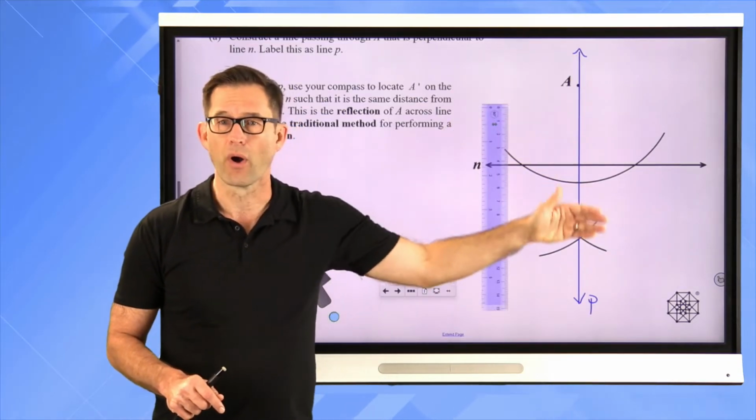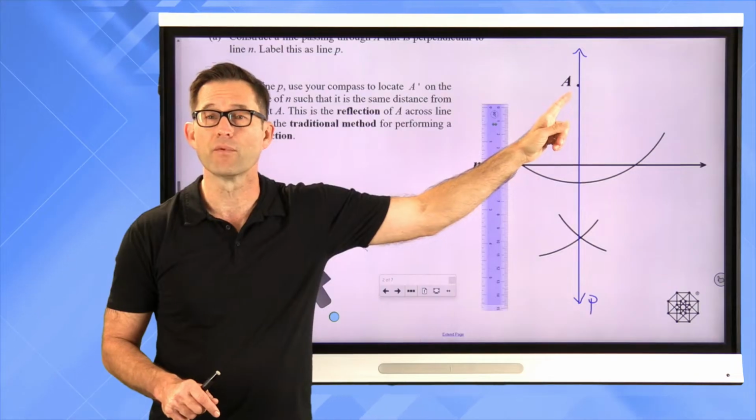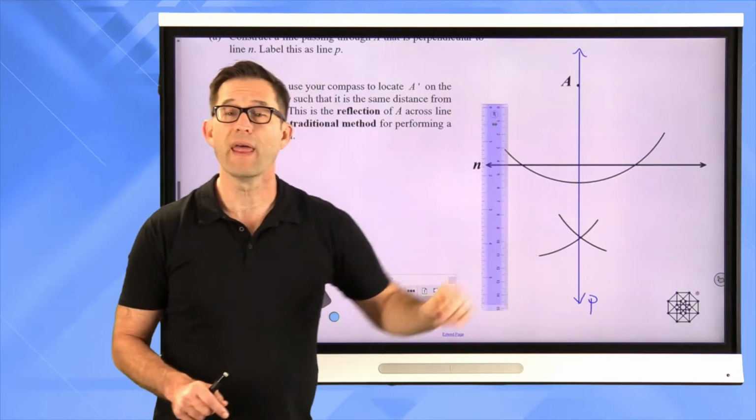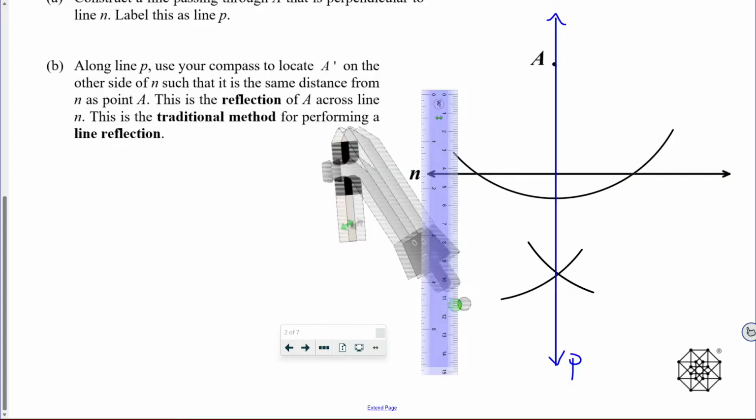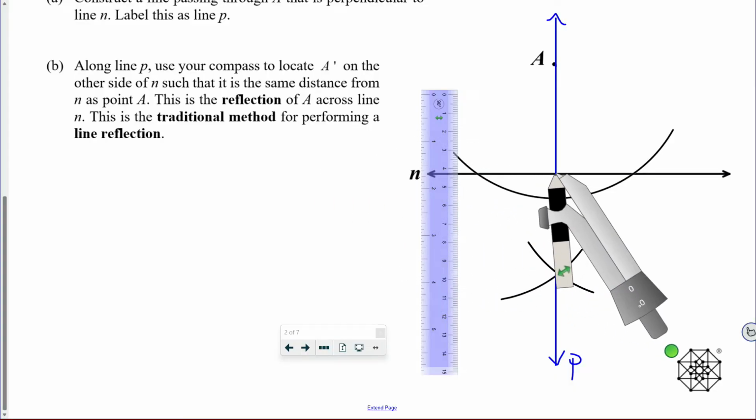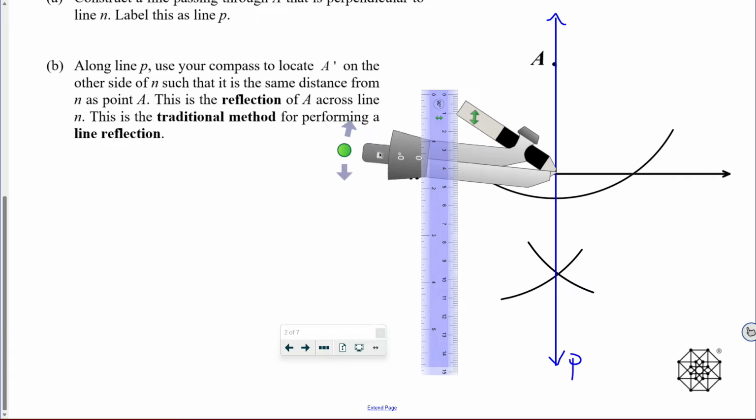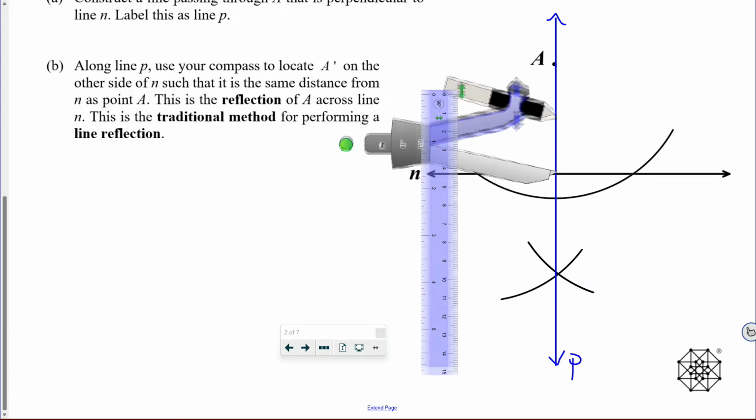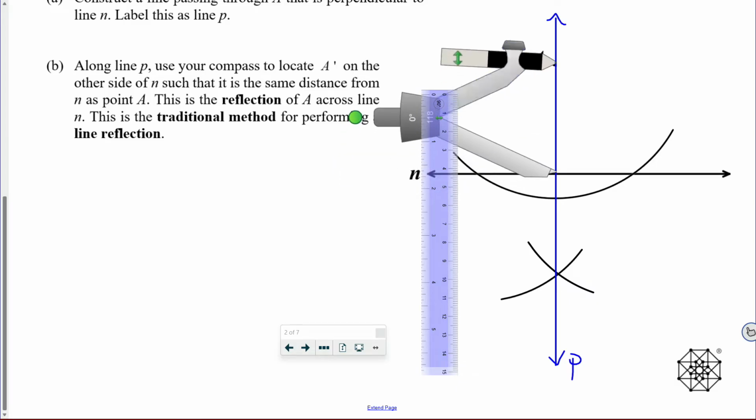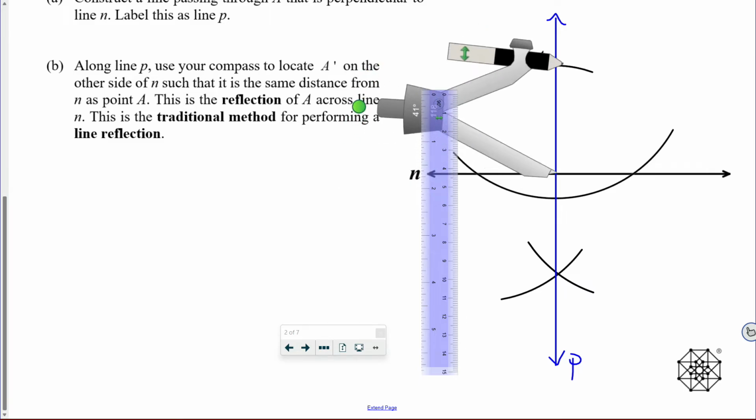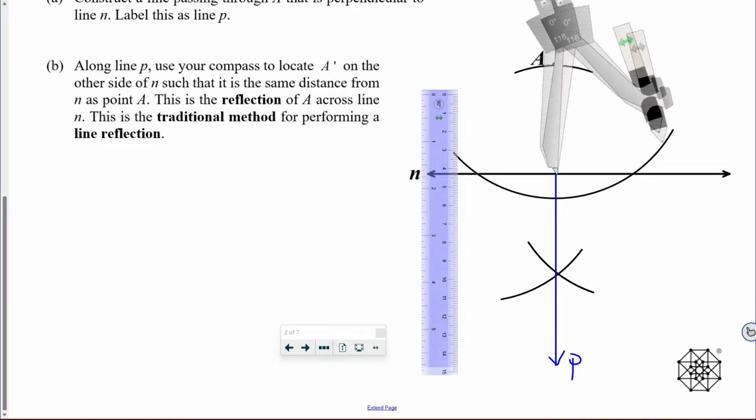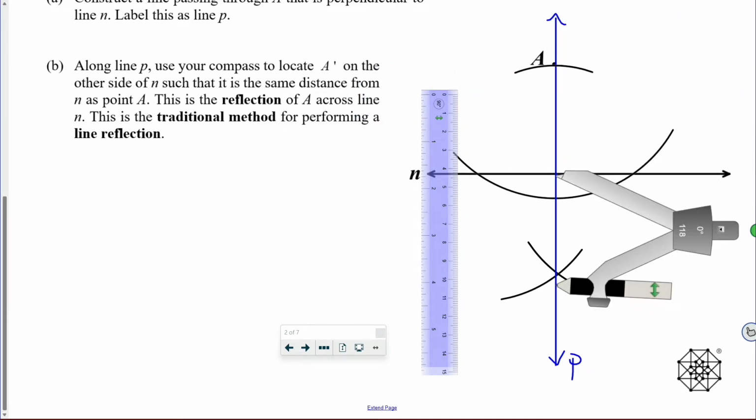The first thing I'm going to do is just draw a perpendicular line through that point, through the line of reflection. Now I'm going to use my compass. I'm going to put the compass point on the intersection of my perpendicular line and my line of reflection, and measure the distance that A is away from my line of reflection. And I make my arc like that. Now that I've got my compass length set, I'm going to rotate it all the way down to here, and measure the same distance.